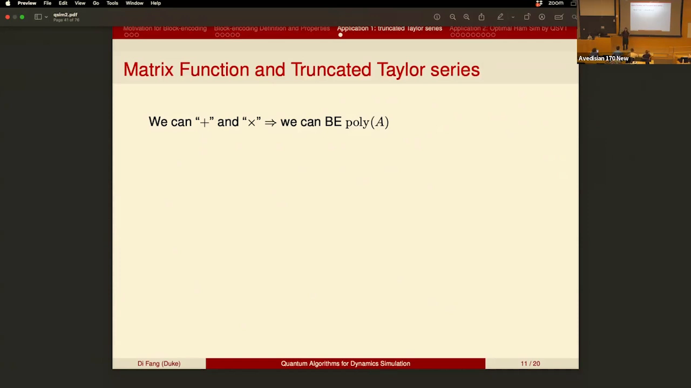We can implement any polynomial, and any function can be approximated by a polynomial. We can implement virtually and essentially anything. You agree with me? It's really efficient. Well, you need to do careful analysis, but at least you can do it just using the properties.